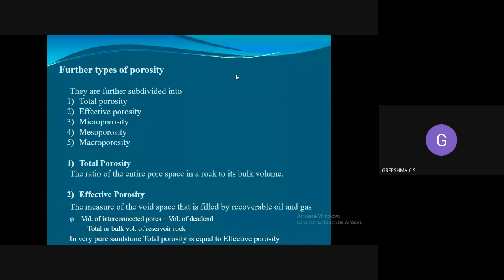The measure of the oil and gas filling the voids inside a rock mass is what we call effective porosity. So don't get confused: effective porosity means the void space that is filled with recoverable oil and gas. Please know this: it is recoverable, that means oil and gas that can be extracted. That is called effective porosity.